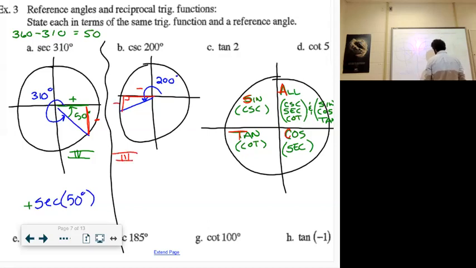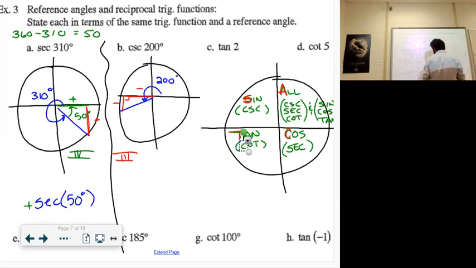Going back to my little chart here, the tangent function and the cotangent function are the only functions that produce positive values for angles that terminate here in the third quadrant. And I'm dealing with cosecant right now. So that means that the sine and the cosecant are going to be negative in the third quadrant here, so I'm going to have to adjust my positive negative sign.